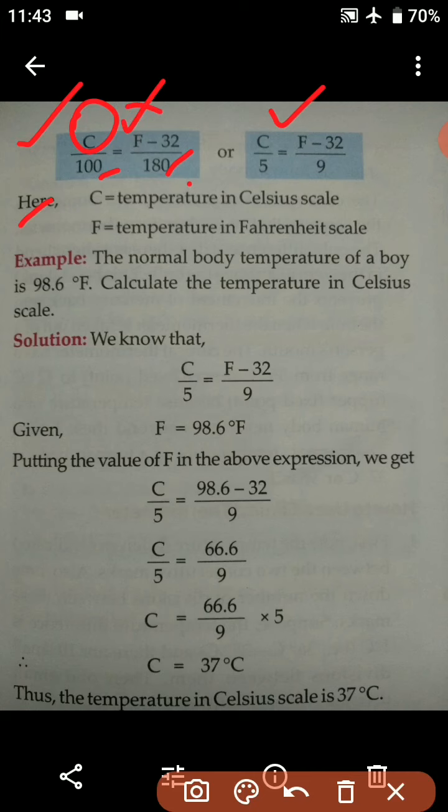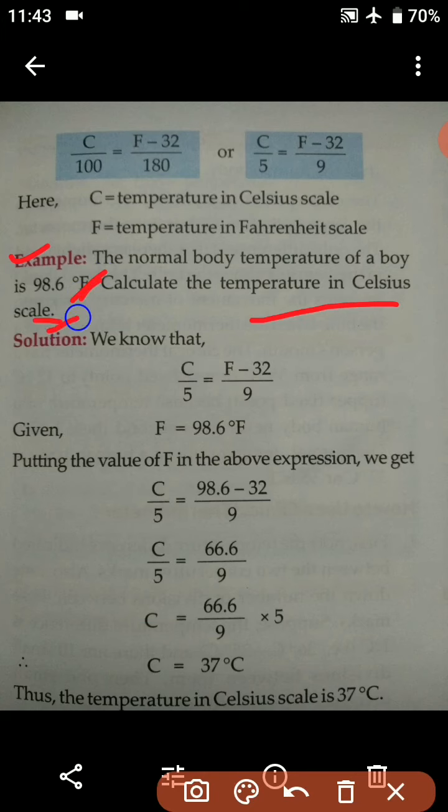Alright. So now we are going to understand it with the help of an example. The normal body temperature of a boy is 98.6 degree Fahrenheit. So students, a normal body temperature of a boy has been given, which is 98.6 degree Fahrenheit. Now we need to calculate the temperature in Celsius scale. So it is given in Fahrenheit and now we need to calculate it in Celsius scale.